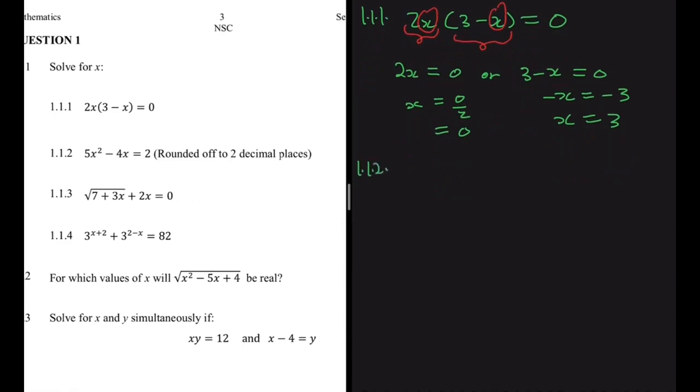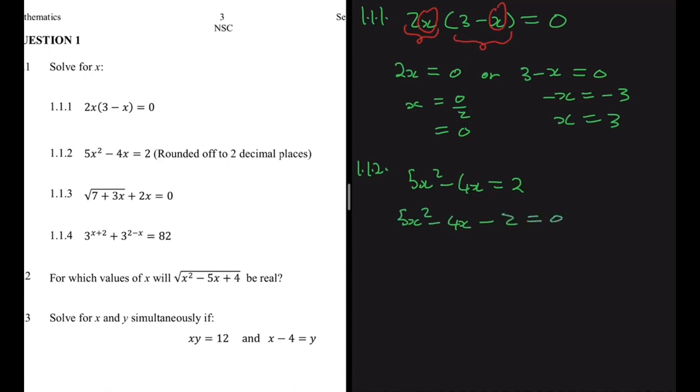So 1.1.2, we have 5x squared minus 4x is equal to 2. Let's solve for x and round off to 2 decimal places. As soon as we see that we have to round off to 2 decimal places, we know fully well that we're supposed to use the quadratic formula, right? So let's rearrange our equation and write it in the standard format. So we're going to have 5x squared minus 4x minus 2 is equal to 0.